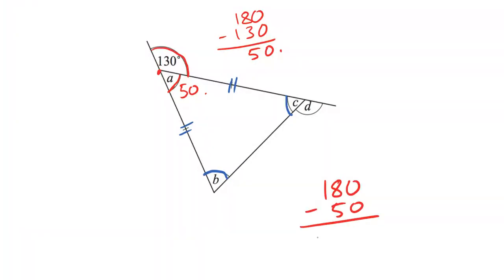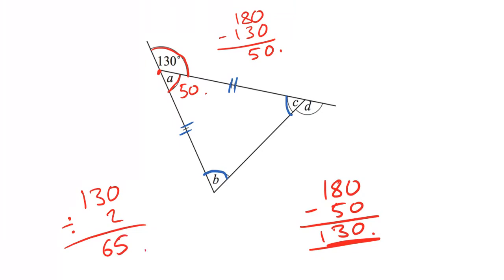Now, to find B and C, if we do 180 take away 50, we are going to get 130 again. And this must be both B and C added together. So B and C added together have got to be 130, because that's what's left of the 180 inside that triangle. But they're the same because of this isosceles triangle rule. So what we can do is just work out 130 divided by 2, and we're going to have 65. So both B and C are 65.